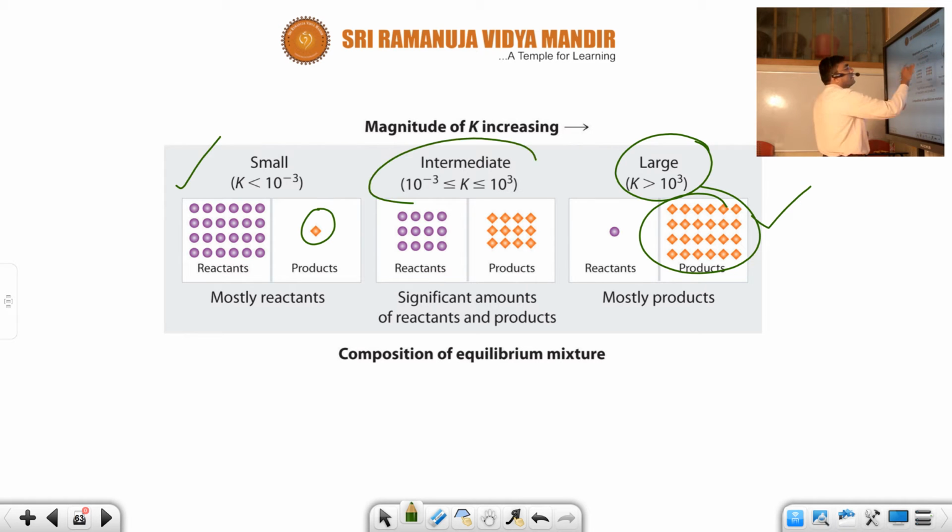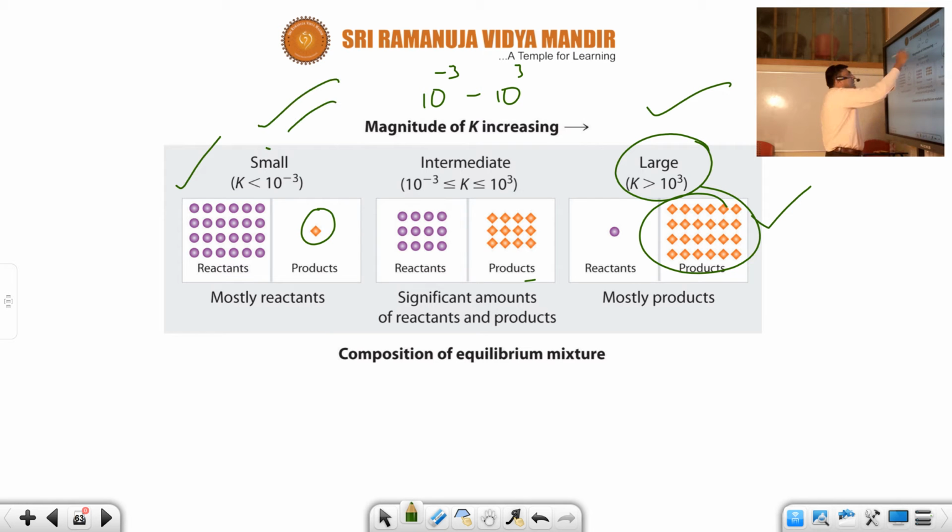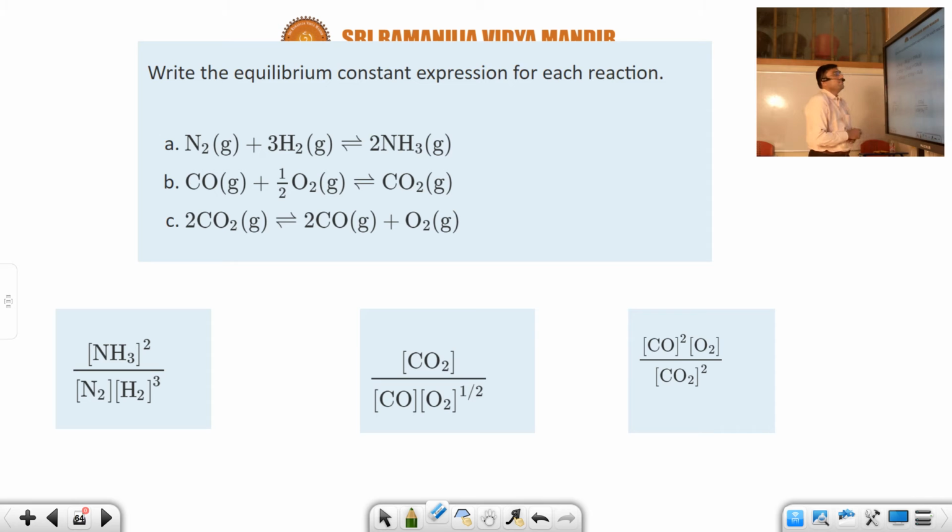When the K value is between 10 power minus 3 and 10 power 3, both reactants and products are present. So from 10 power minus 3 to 10 power 3, it is intermediate. If it is greater than 10 power 3, products will be formed. If it is less than 10 power minus 3, you don't find significant products; you will find a less product quantity. That is the understanding of product formation as per the equilibrium constant values.